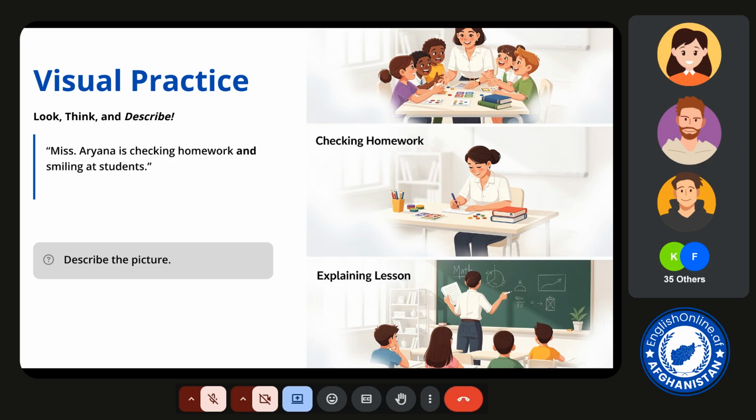We have three pictures. First, you have to look, think, and describe. After that, I'm going to ask the students voluntarily to talk about these pictures. For example, first picture, we have Miss Aryana. She is checking homework and smiling, and the students are basically talking about their previous studies, I could say, and also checking their homework. So, guys, do we have any volunteer who wants to be the first person in the visual practice?